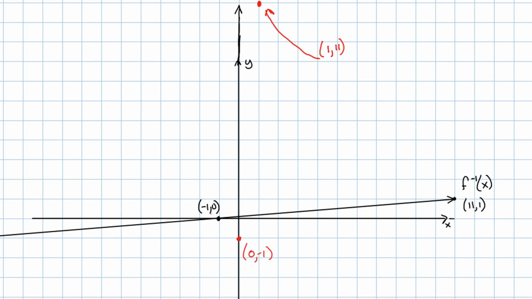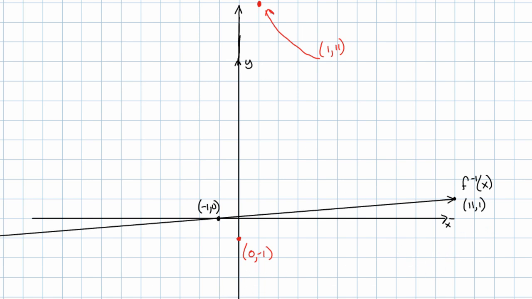Notice something about these x and y values. Look at this. The x value here is -1, the y value is 0. And look at here. They're swapped. Look at this here. X value is 1, y value is 11. And here, they're swapped. Of course, because they're inverse functions, so the x and y values play opposite roles. They're swapped in this case.